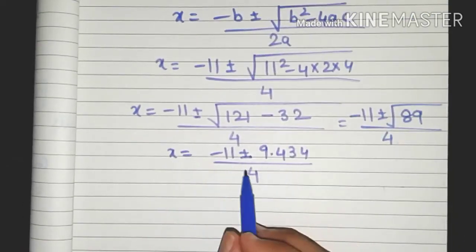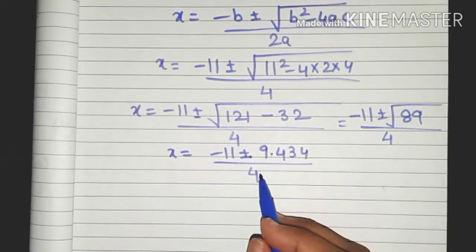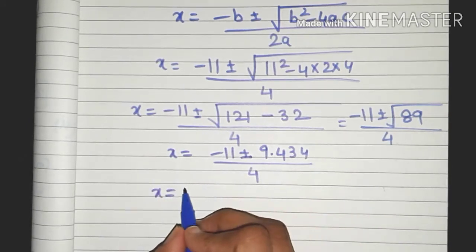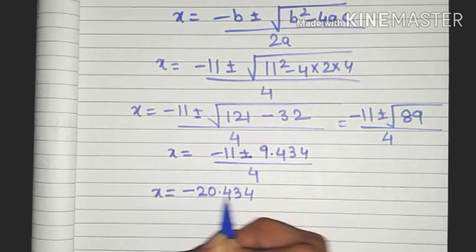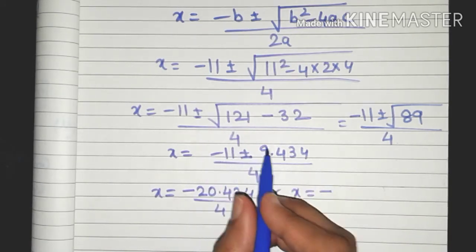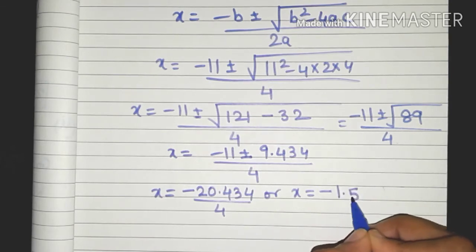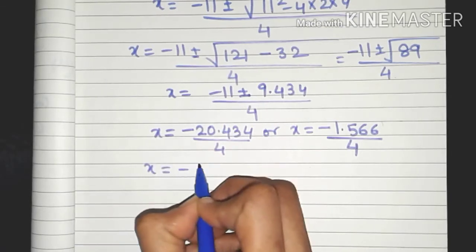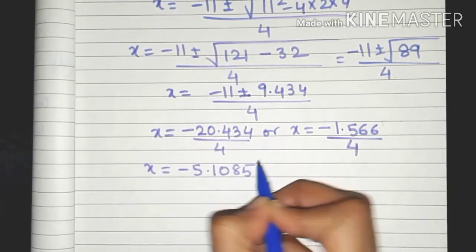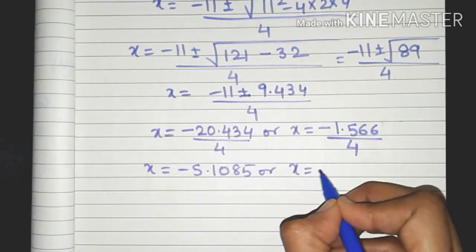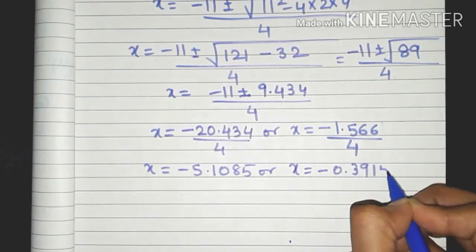So is there anything common that you can cancel? I don't think so. Because of this 11 you can't do much. So let's do the addition and subtraction. So we'll get minus 11 minus 9.434, so you'll get minus 20.434 divided by 4. Or x is, when you do minus 11 plus 9.434, you'll get minus 1.566 divided by 4. So on further simplification friends, we'll get minus 5.1085. These values, note that we have to take correct to 4 decimal places. Okay friends, I hope that is clear. So these are the two values we get.